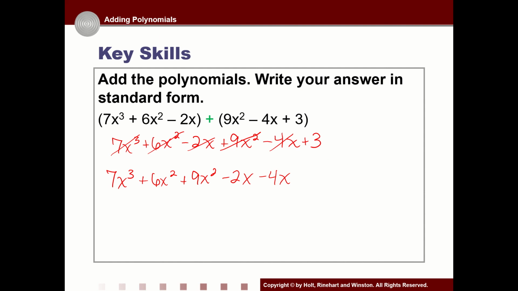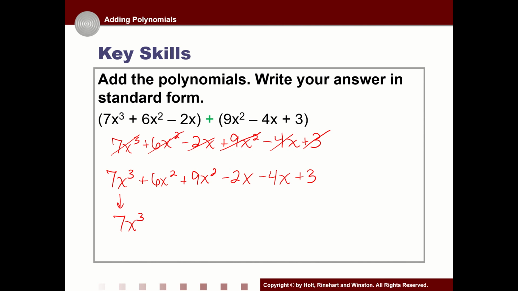No other like terms with that. And then the last thing I have is plus 3 to bring down. So I brought everything down. I just reordered them so that they are next to their like term if they have one. So 7x to the third did not have a like term. I'm going to rewrite that the way that it is.